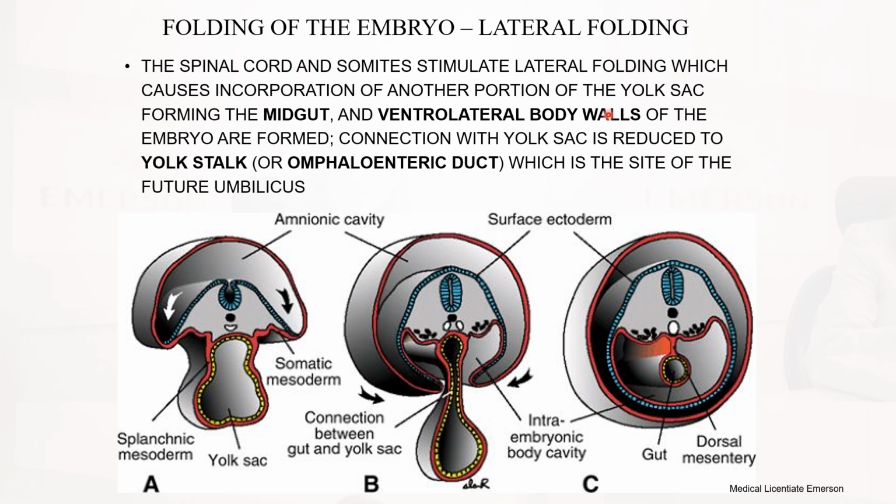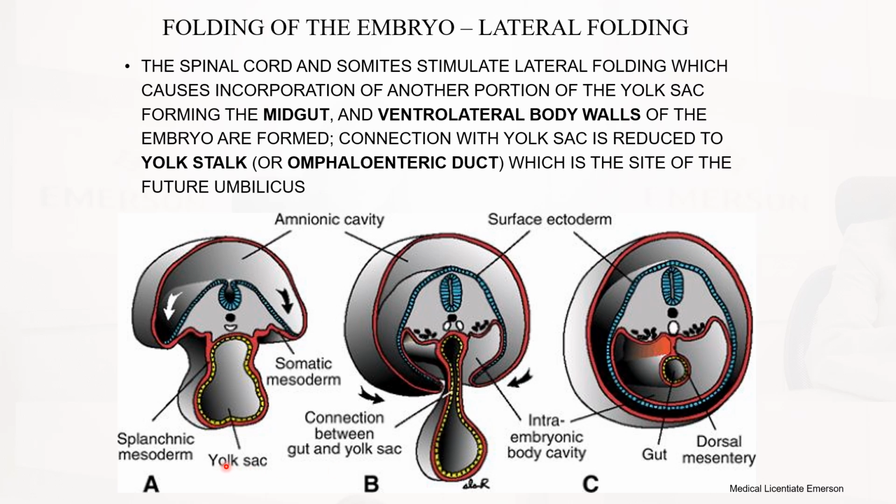So let's talk about the lateral folding. How is it going to be formed? The spinal cord and somites stimulate lateral folding, which causes incorporation of another portion of the yolk sac, forming the midgut and the ventrolateral body walls. The ventrolateral body walls of the embryo are formed. Then the connection with the yolk sac is reduced to the yolk stalk or the omphaloenteric duct, which is the site of the future umbilicus.